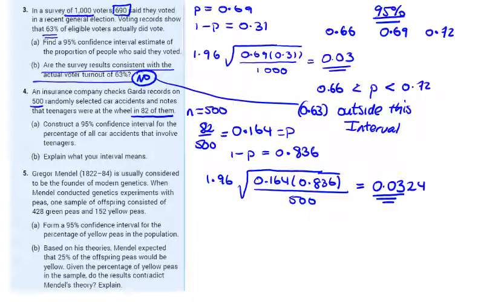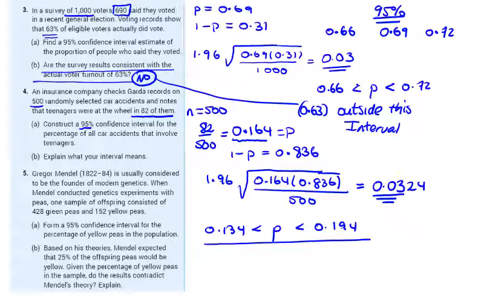So 0.03. We are asked to construct a 95% confidence interval. So we had 0.164 teenagers for P. If I add 3% onto that, I'm going to get 0.194. And 0.164 will bring me back down to 0.134. So that's my 95% confidence interval for the proportion that we were dealing with.